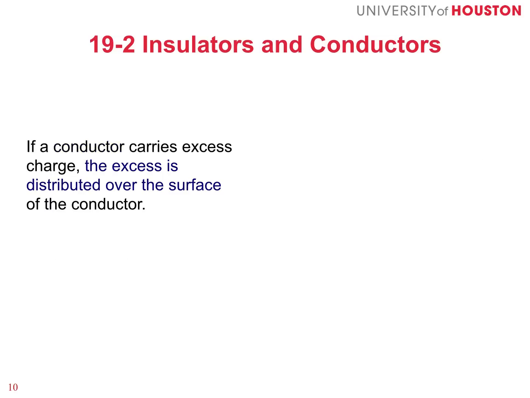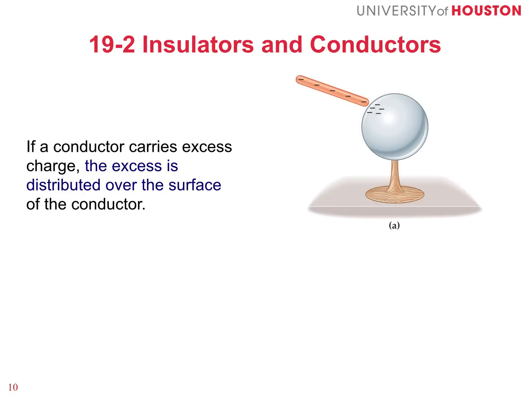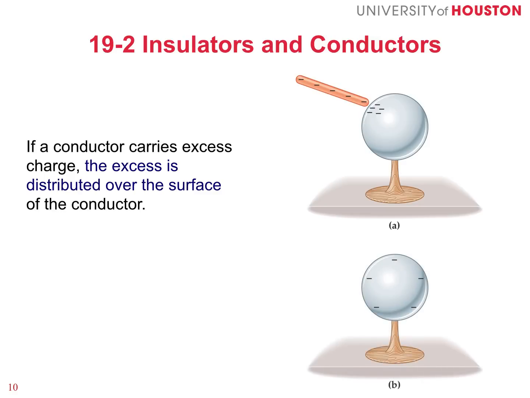If a conductor carries excess charge, that excess will distribute itself evenly over the surface of the conductor. Here we have an example where we take our negatively charged amber rod and place it near a metal sphere. Some of the electrons are transferred from the amber rod to the sphere, and once they are on the sphere, the electrons themselves can move easily, and they move in a way to separate themselves as far away from each other as they possibly can.